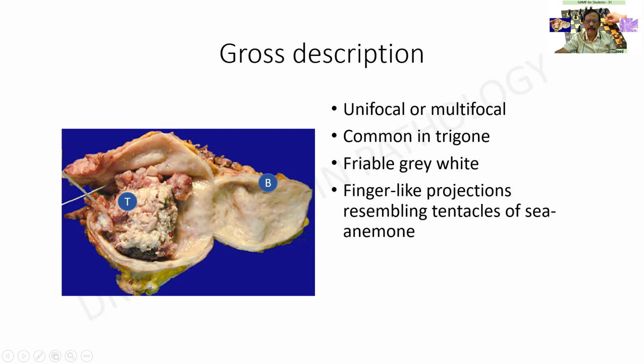And if you observe carefully, there are finger-like projections. I'll show you the resemblance in the next slide. They commonly occur in the region of the trigone in between the two ureteric orifices.